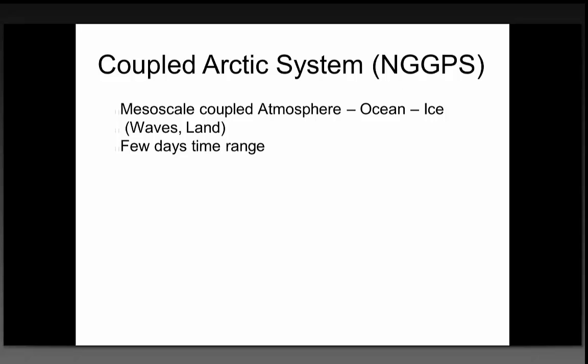Quick slides. One of the NGGPS projects is a coupled Arctic system model, which baseline starts with mesoscale coupled atmosphere, ocean, and ice, and we'll be adding waves and land as soon as possible. Being mesoscale, we're looking at a few days time range. This is our test bed for figuring out how to do the three-way coupled system properly. Arctic being heavily ice-affected, this is a great place to test out your ideas on how to do the coupling. Once we figure it out, because all of this is being done under the NEMS UOPSI, it becomes a relatively straightforward matter to expand to the rest of the globe.